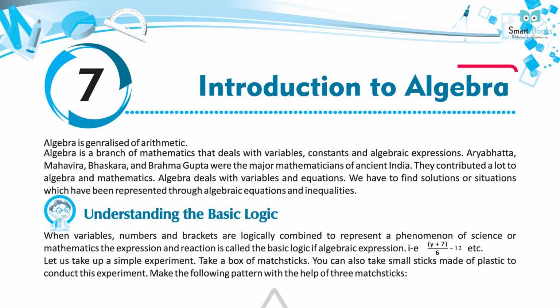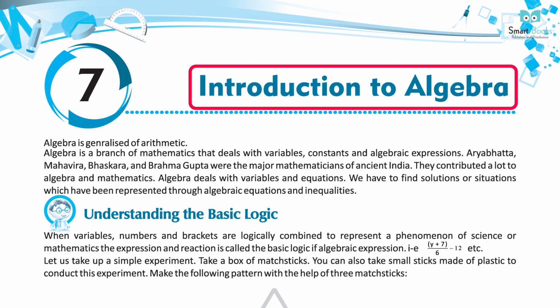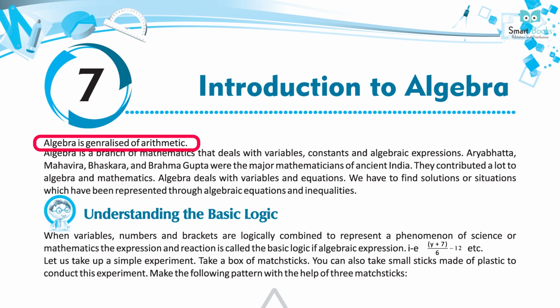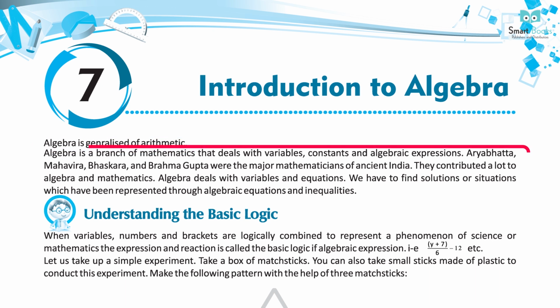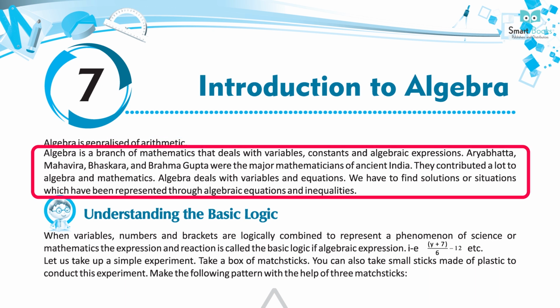Chapter 7: Introduction to Algebra. Algebra is a generalization of arithmetic. Algebra is a branch of mathematics that deals with variables, constants and algebraic expressions. Aryabhata, Mahavira, Bhaskara and Brahmagupta were the major mathematicians of ancient India. They contributed a lot to algebra and mathematics.